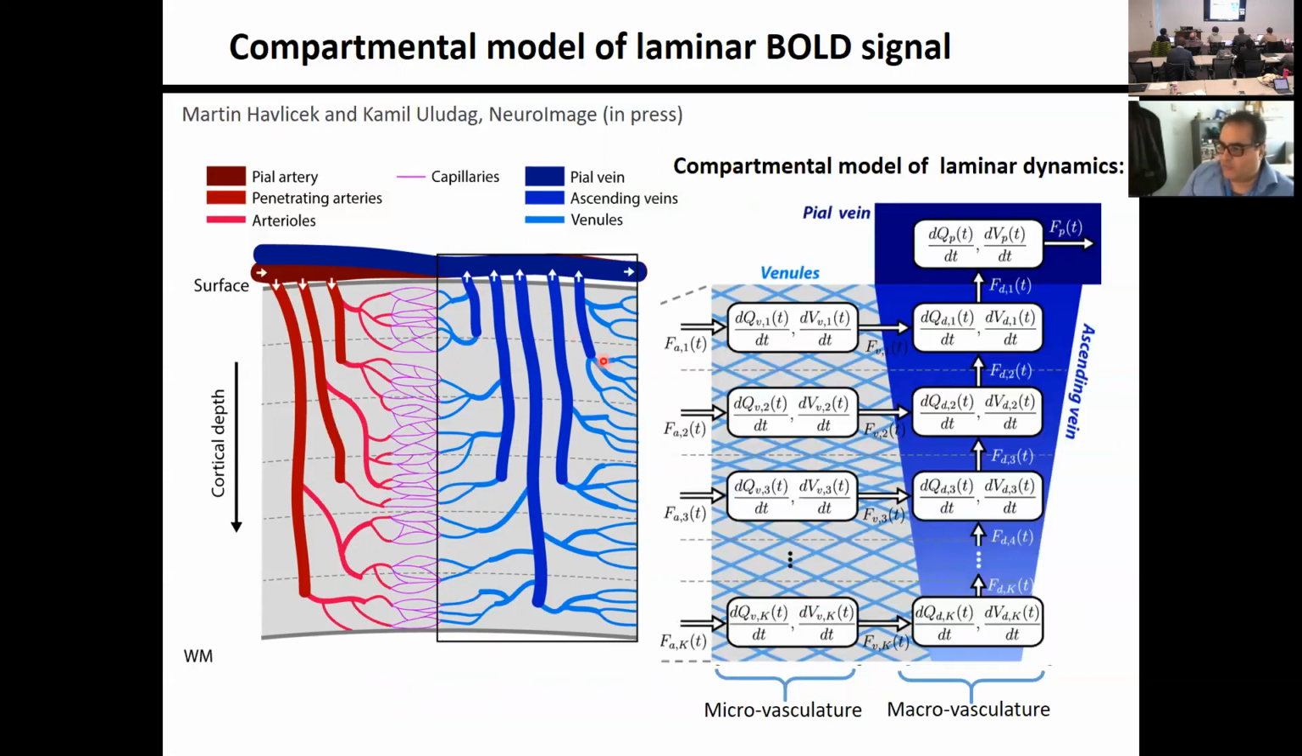So we can now formalize this. The equations have many symbols, but in principle, it's quite straightforward. You have a local vasculature. Q is deoxyhemoglobin, V is blood volume. So in that layer, you have deoxyhemoglobin and blood volume changes. The blood is drained to the ascending vein. So you have also deoxyhemoglobin changes and blood volume changes here. And it's supplied by the same layer and by the layer below. And then it's draining to the layer above.